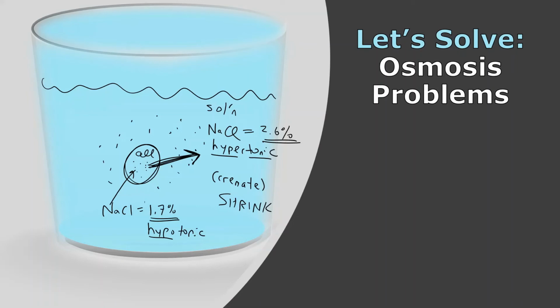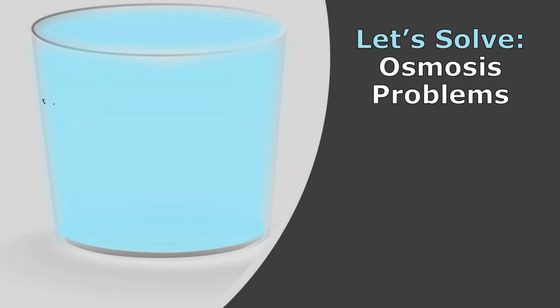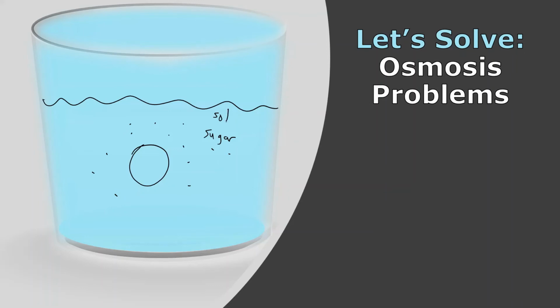Okay, let's do the opposite one. And if you didn't quite catch this, we're just going to do it the opposite way. So let's put the bigger number inside the cell now and see what happens this time. Okay, again, we can put some water or something to show. Here's our cell. Let's bring it back. Now let's say we have, I don't know, some sugar. Some sugar particles, a solution of sugar. Remind ourselves, this is the solution.